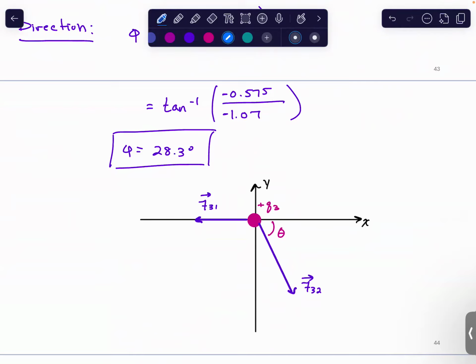So our total force vector is something like that, with our angle phi. Now, does everyone have this? Because I'm going to switch slides.